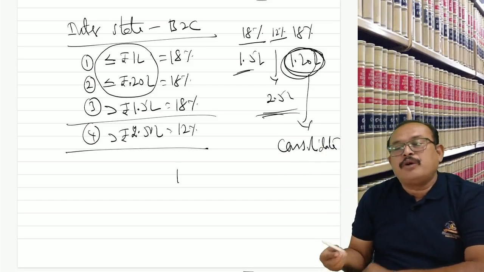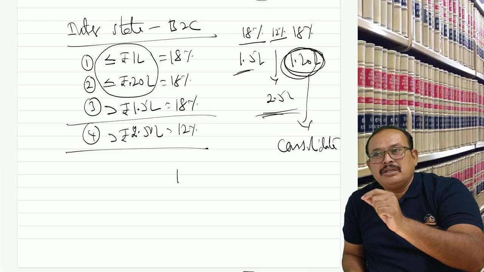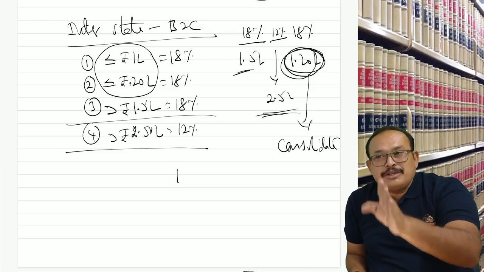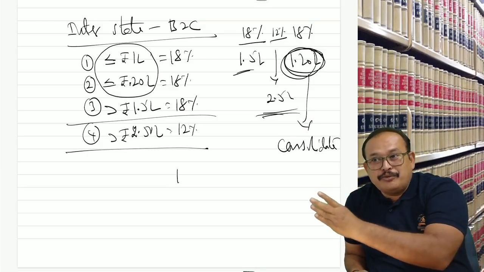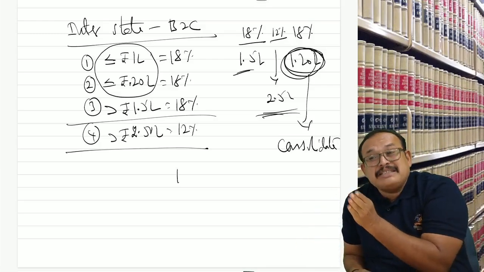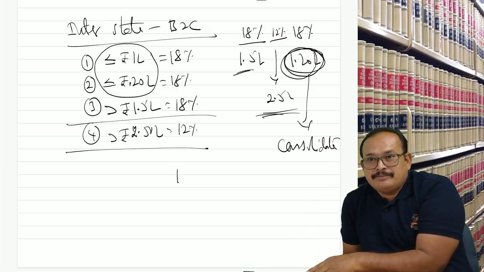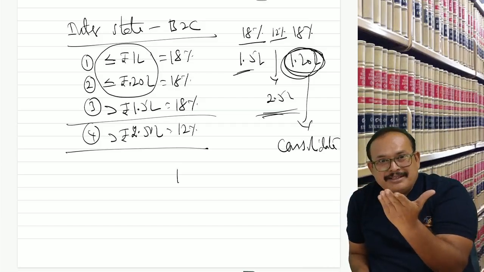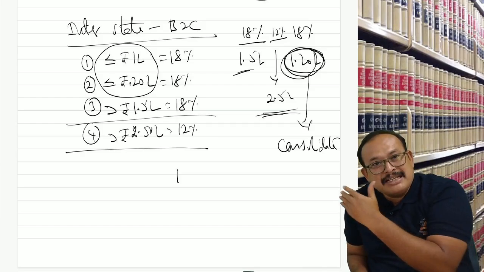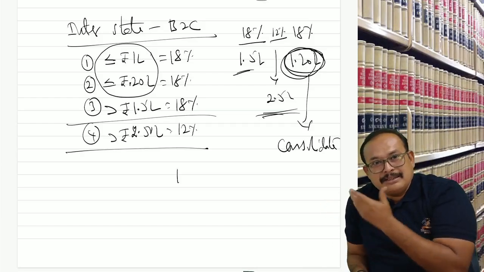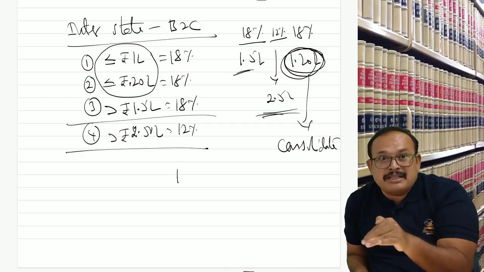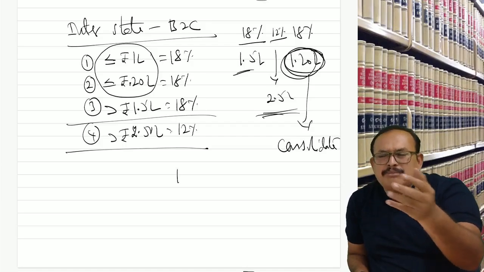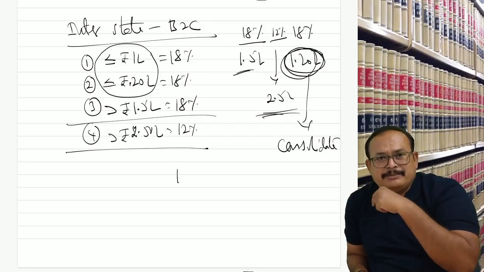So GSTR 4 annual return is for whom? For the composition payer. Due date is 30th of April of the succeeding financial year. GSTR 9, you are aware of that, is due by 31st of December of the succeeding financial year. GSTR 9C, a reconciliation, also has the same due date as GSTR 9.